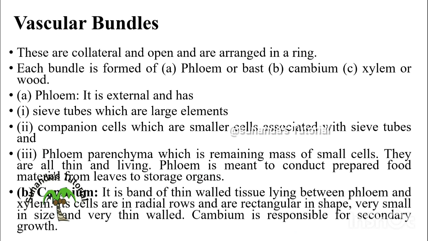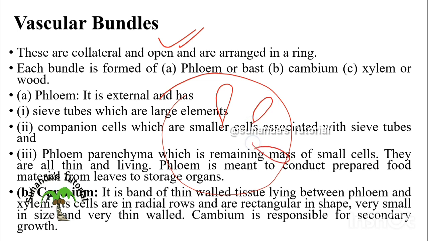because phloem and xylem are jointly present, and phloem is present outside the xylem, and these are open vascular bundles because they have a cambium layer. When cambium is present between xylem and phloem, that is called an open type of vascular bundle, open to the secondary growth, because cambium helps in the secondary growth. And these vascular bundles are arranged in a ring.